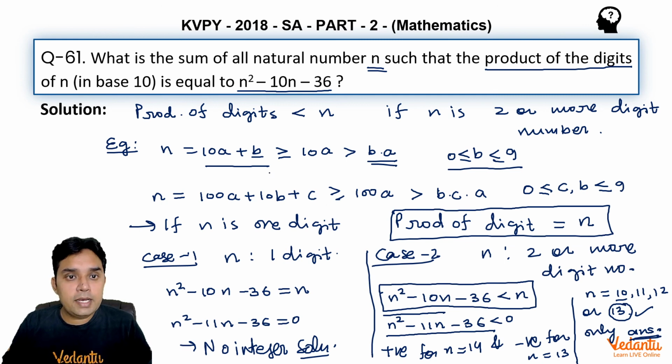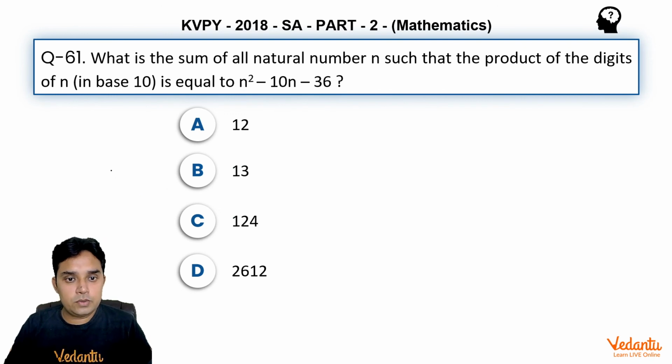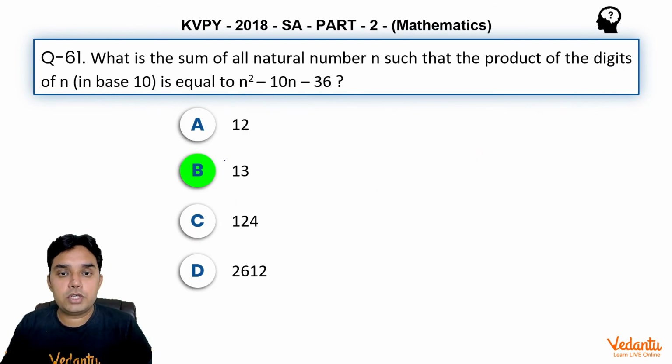They are asking the sum of all natural numbers n for which the product of digits of n is equal to this quadratic. So the answer should be 13. So the answer here is B. This completes the solution of this question.